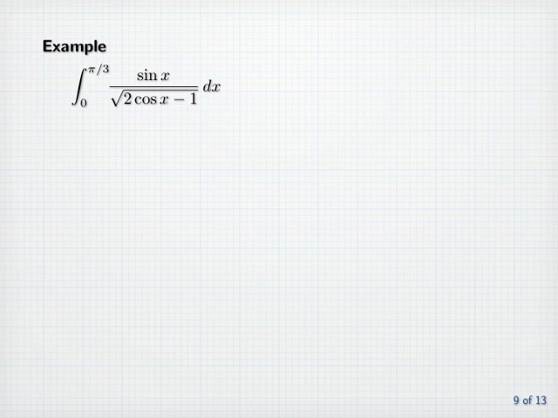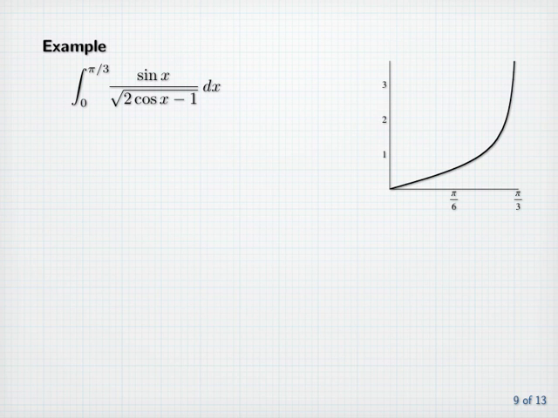Now let's look at a couple more examples. Let's compute the integral from 0 to pi over 3 of sine x divided by the square root of 2 cosine x minus 1 dx. Let's first check what's happening with the integrand at each of the endpoints. At x equals 0, the value is 0, but at x equal to pi over 3, the denominator is 0 because the cosine of pi over 3 is 1/2. In fact, the limit as x approaches pi over 3 of the integrand is equal to plus infinity.